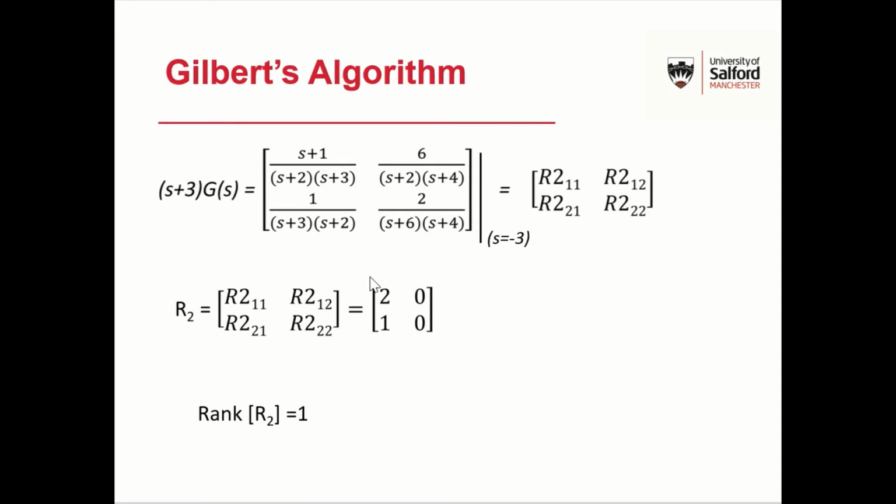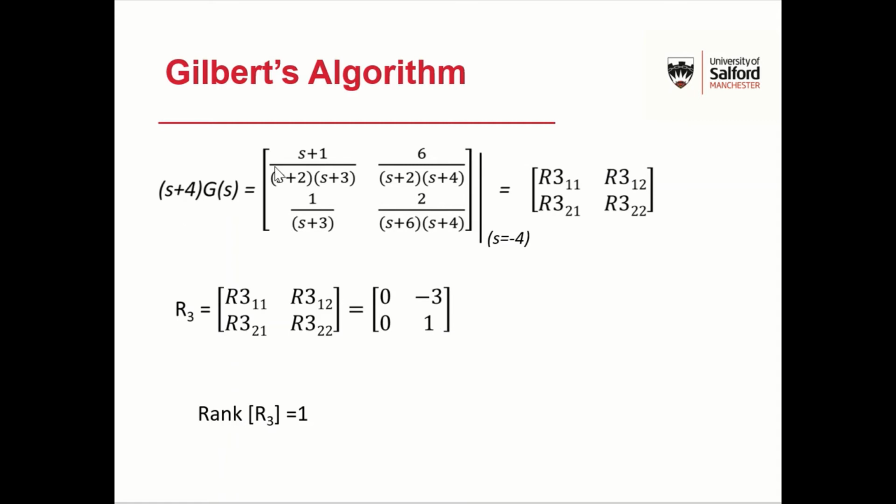And then go on to the next one, which is to work out the s plus 3 times this, to give us the R2. So we do the same trick now. We put s plus 3 multiplied by this. The s plus 3 cancel. We put s is minus 3 into here and into there. And that gives us 2. And we can do it for the other terms as well. And this is what we get as the matrix: 2, 0, 1, 0. Now, this has got a 0 determinant. And therefore, the rank of this is only 1. So we can see now how the partial fractions and the rank are beginning to come together.